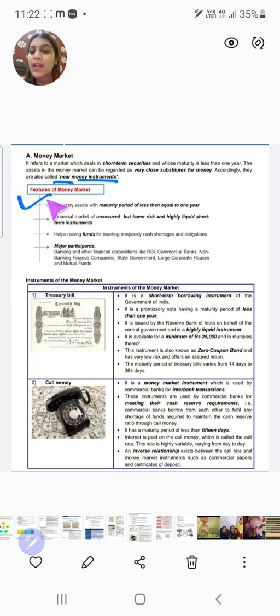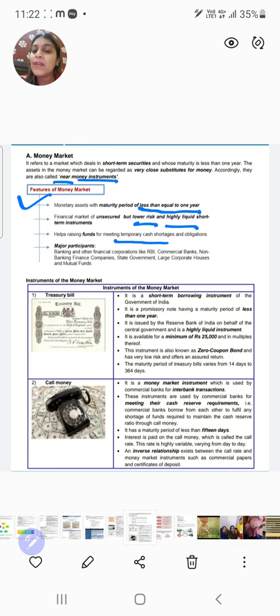Now what are the features of money market? It has a maturity period of less than or equal to 1 year, so it can be easily available in cash form. Next, it is unsecured, but it has low risk and is highly liquid short term funds because it can be easily converted into cash. Thirdly, it is used by people, companies, and institutions for meeting their temporary cash shortages. Whenever they have temporary cash problems, they are met with this type of market, that is money market.